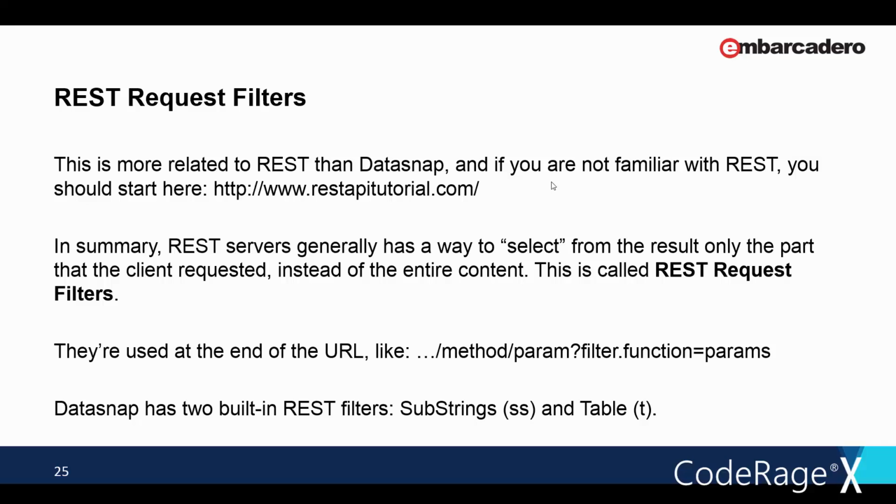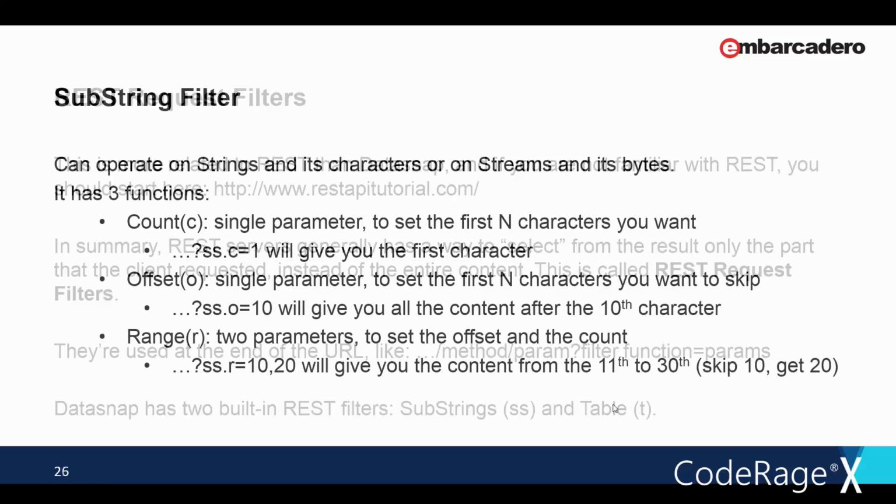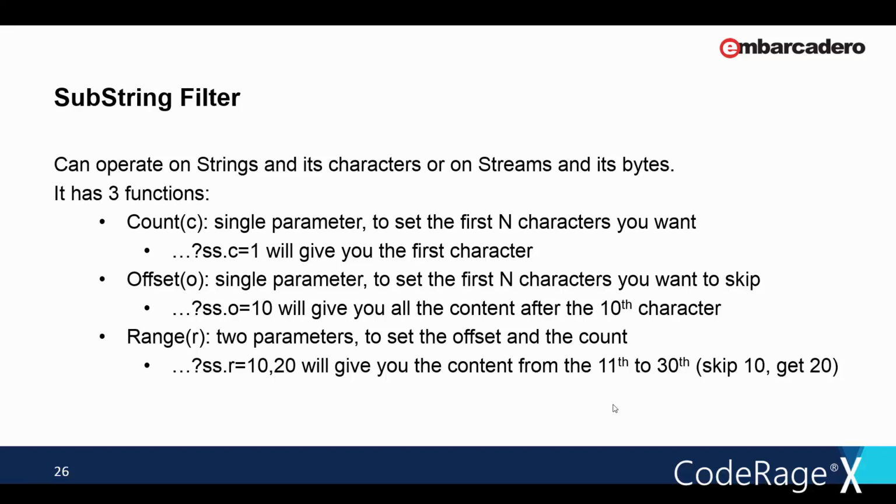They're used at the end of the URL, like this example. After the method and parameters, you can put a question mark and the filter dot the function equals the parameters. DataSnap has two built-in REST filters that are substrings and tables. The substring filter can operate on strings and its characters or on streams and its bytes. It has three functions that are count, offset, and range.